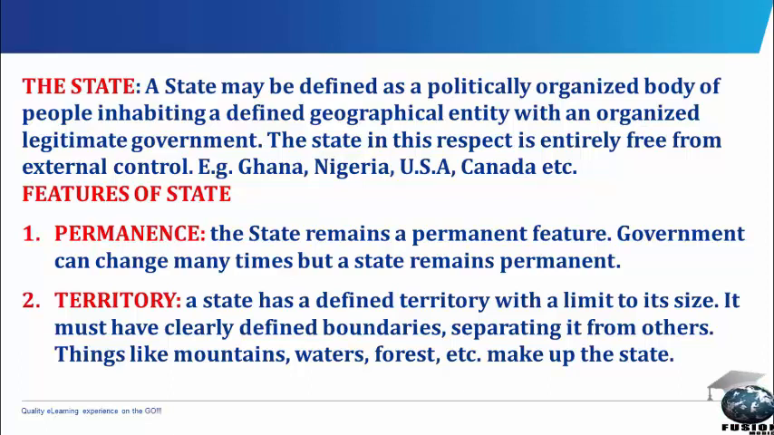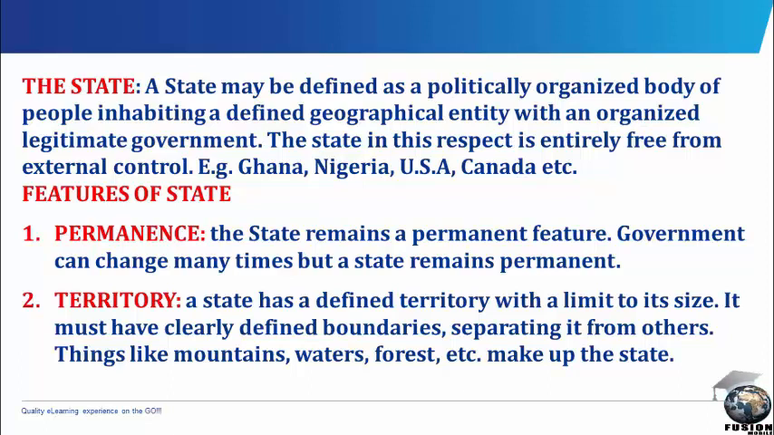The first feature that we have is what we call permanence. The state remains a permanent feature. Government can change many times, but a state remains permanent. Government comes and goes, but the state is fixed. So permanence is the first feature of a state.